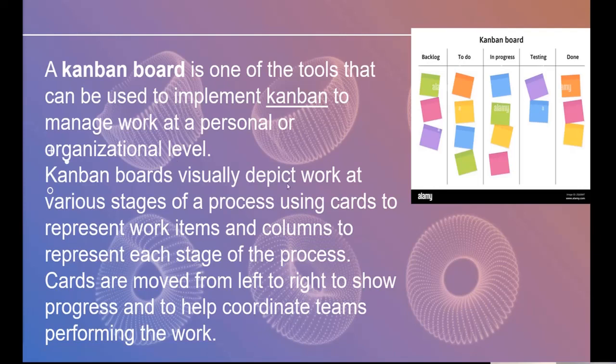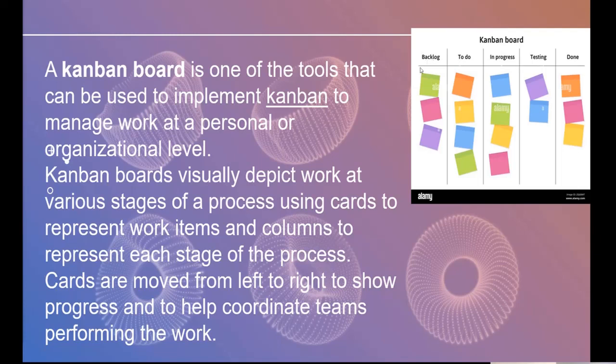Kanban boards visually depict work at various stages of a process using cards to represent work items and columns to represent each stage of the process. Cards are moved from left to right to show progress and to help coordinate teams performing the work. So they are saying that these are the tasks, and each task moves from left to right.